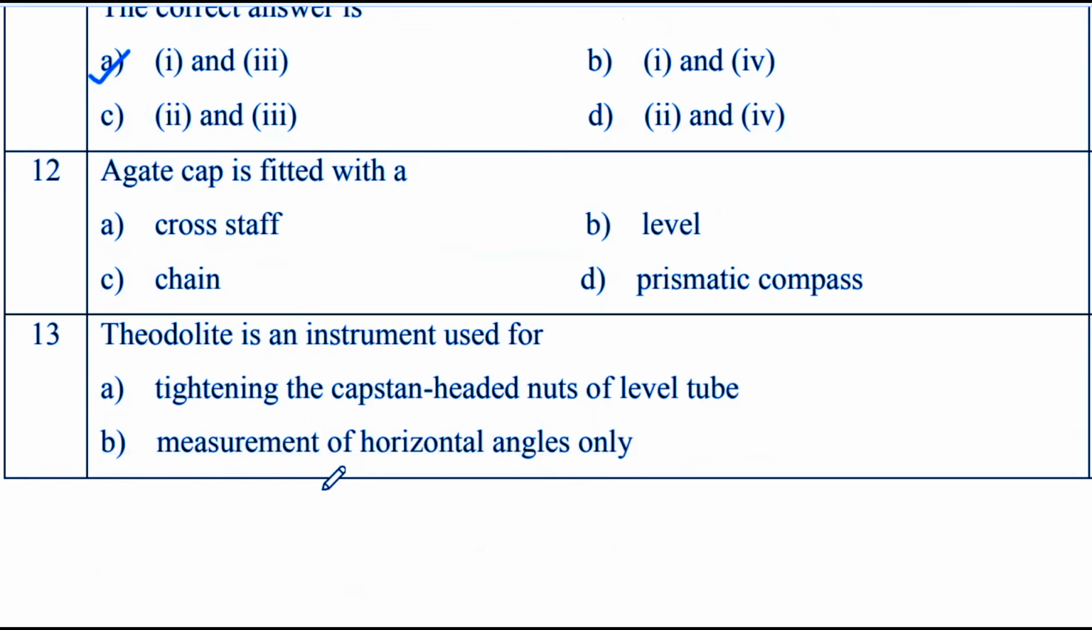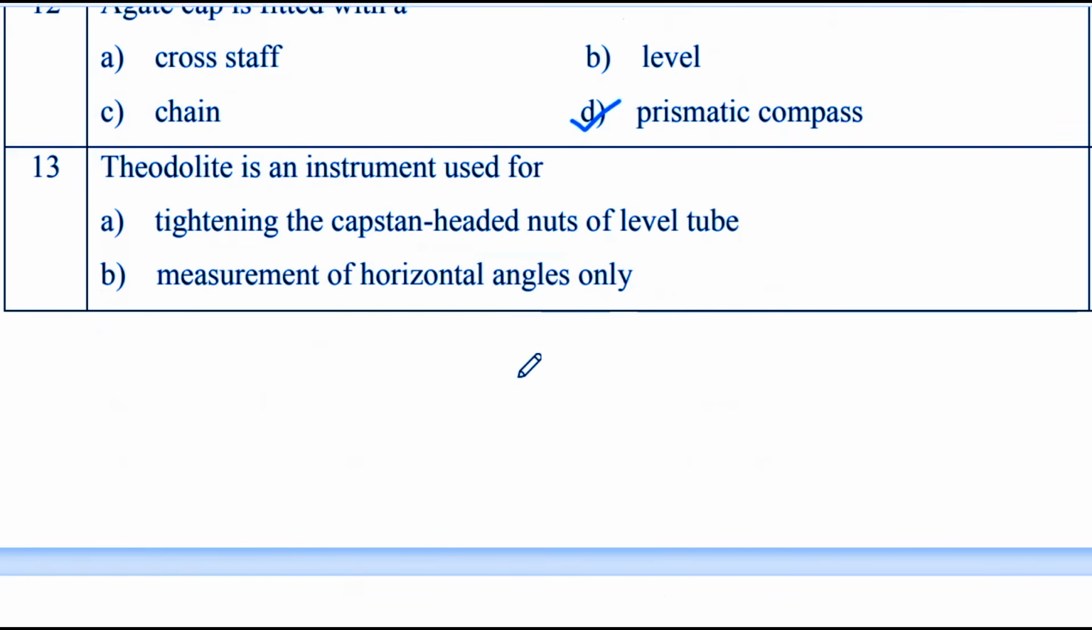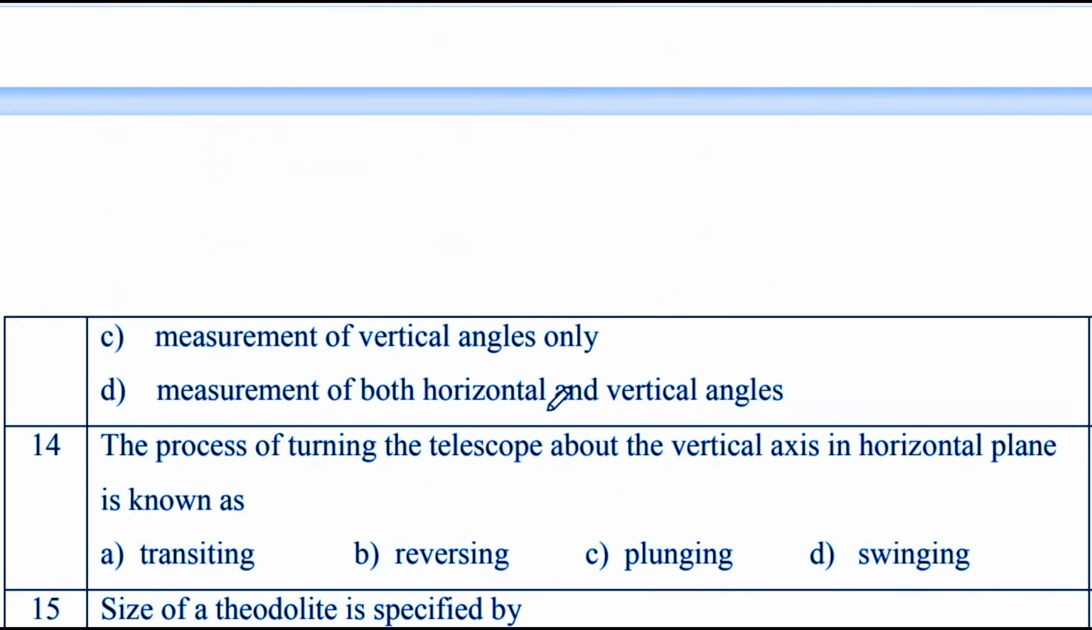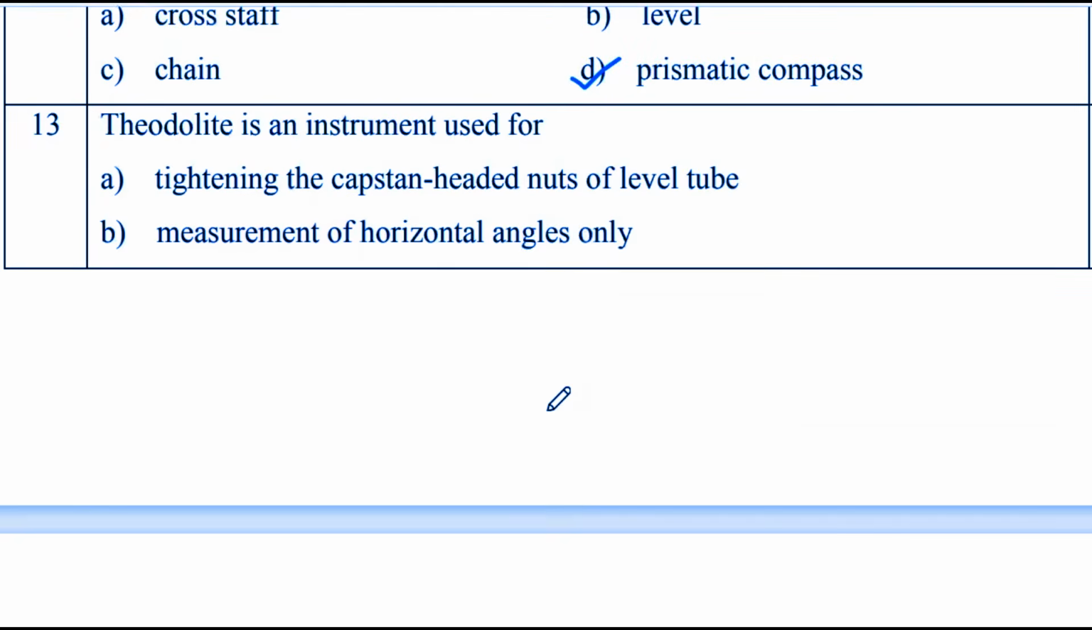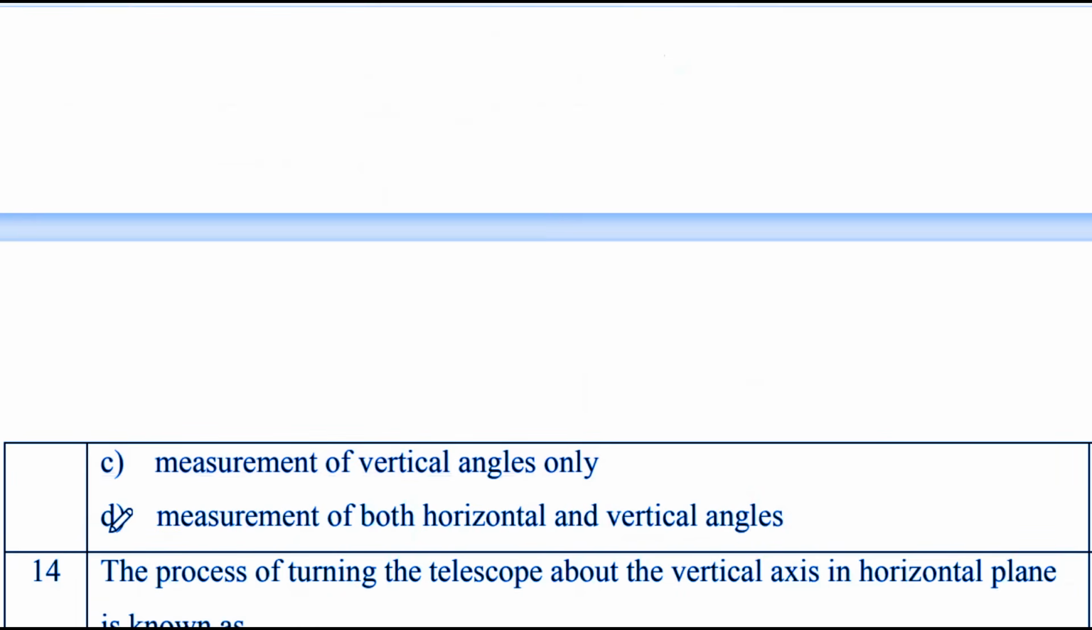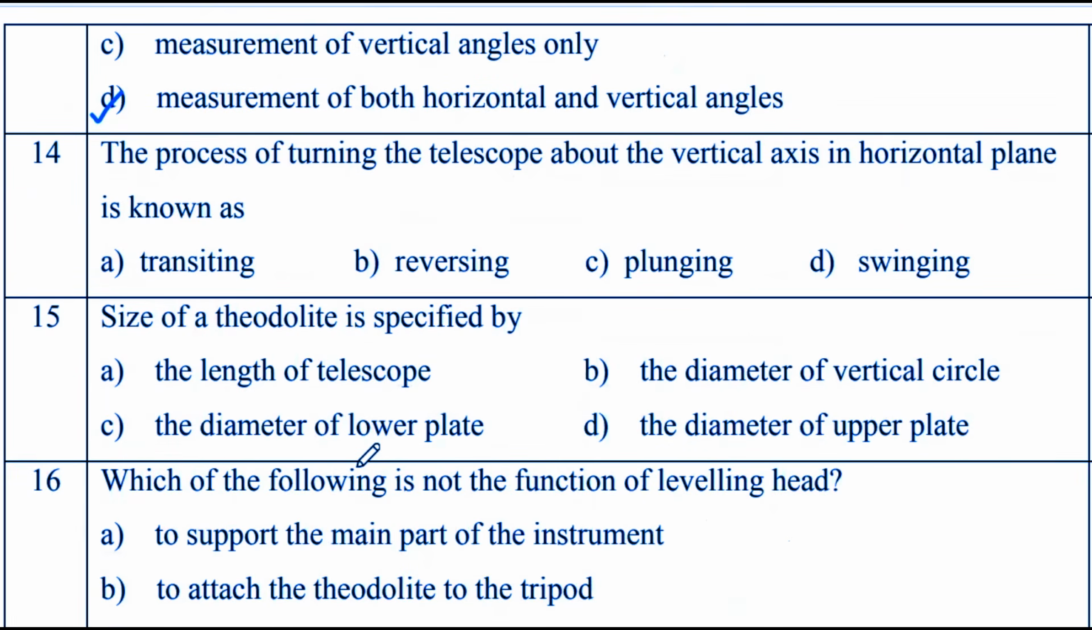A gate cap is fitted with the prismatic compass. Theodolite is an instrument used for. The first option is tightening the capstan headed nuts of level tube. Option B is measurement of horizontal angles only, C is measurement of vertical angles only, and D is measurement of both horizontal and vertical angles. So the theodolite is an instrument used for measurement of both horizontal and vertical angles. The process of turning the telescope about the vertical axis in horizontal plane is known as swinging.